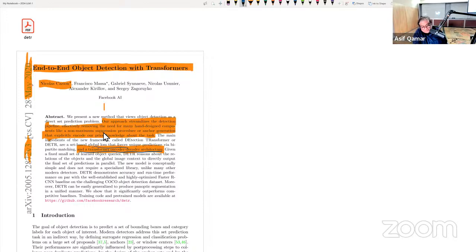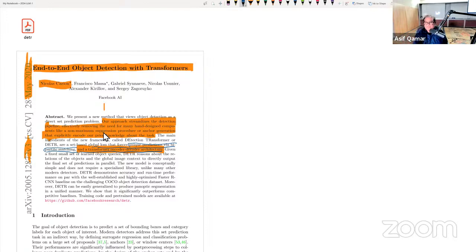A global loss that forces unique predictions via a bipartite matching. So, first of all, there is a global loss function, which means that it is a loss function spanning the whole image, I would imagine, but we'll see more about it. Then it says forces unique predictions via bipartite graph matching. But what are bipartite graphs? What is bipartite?